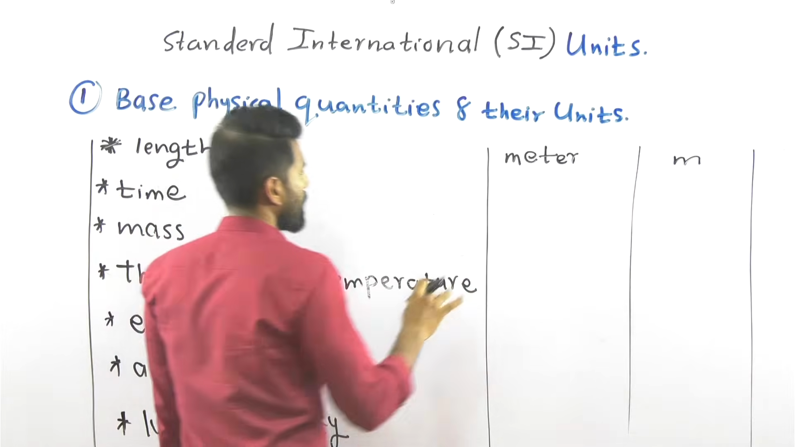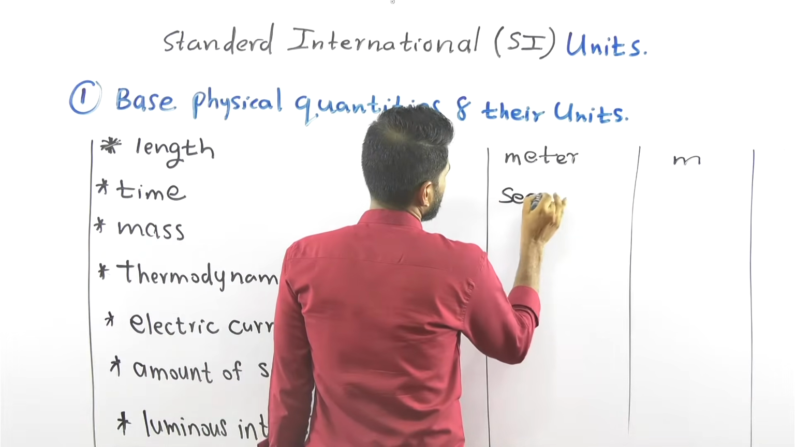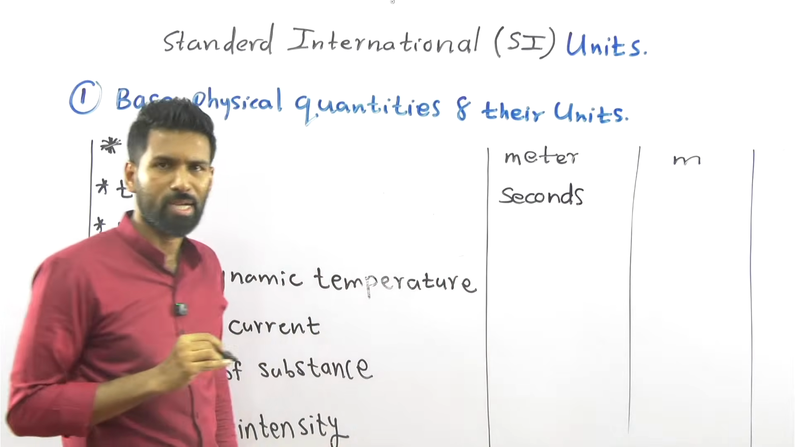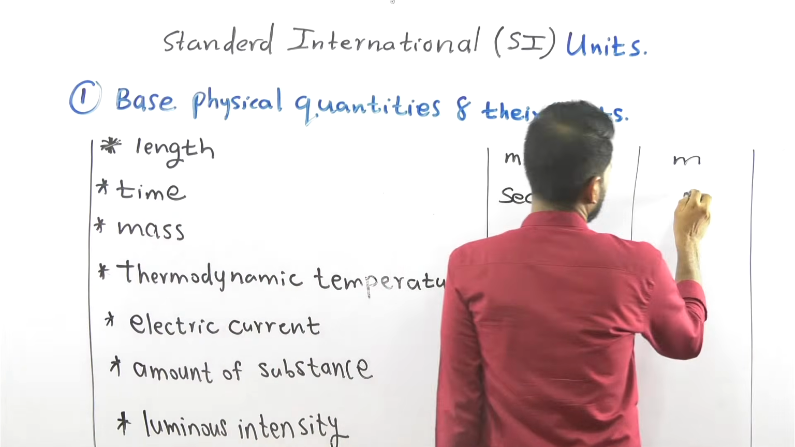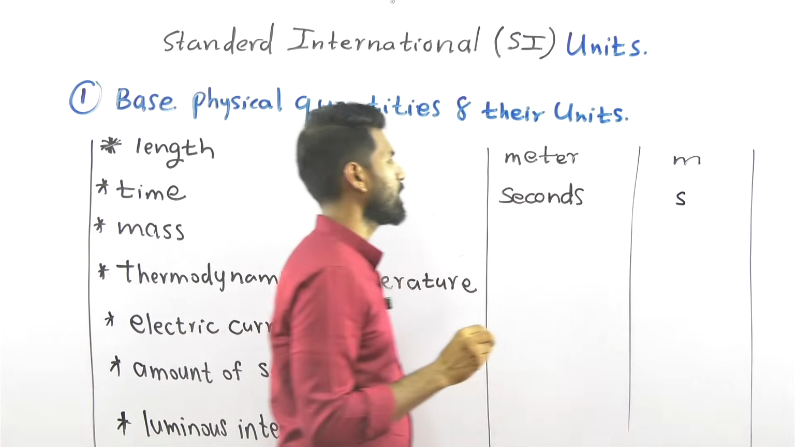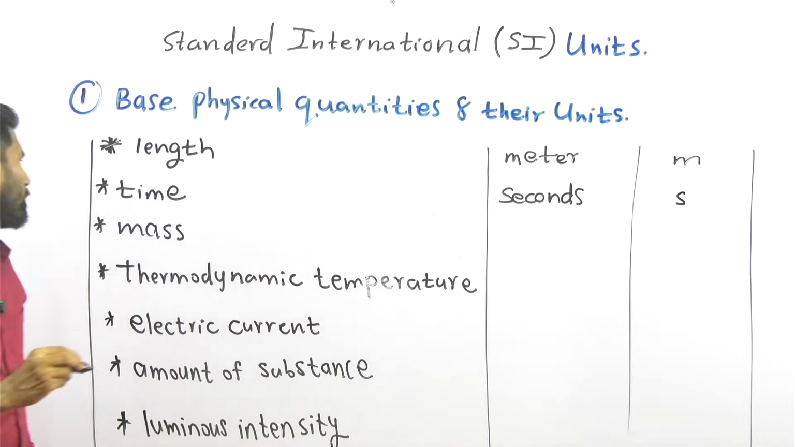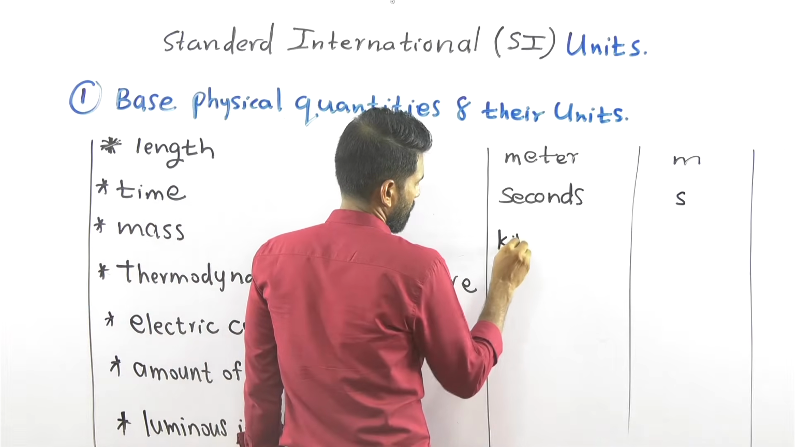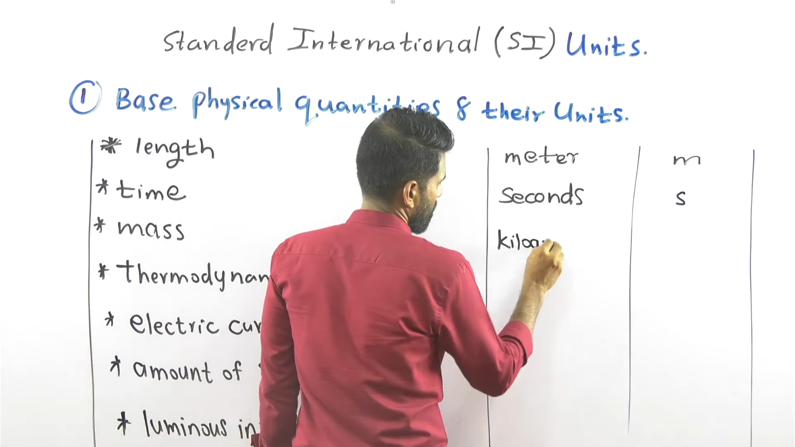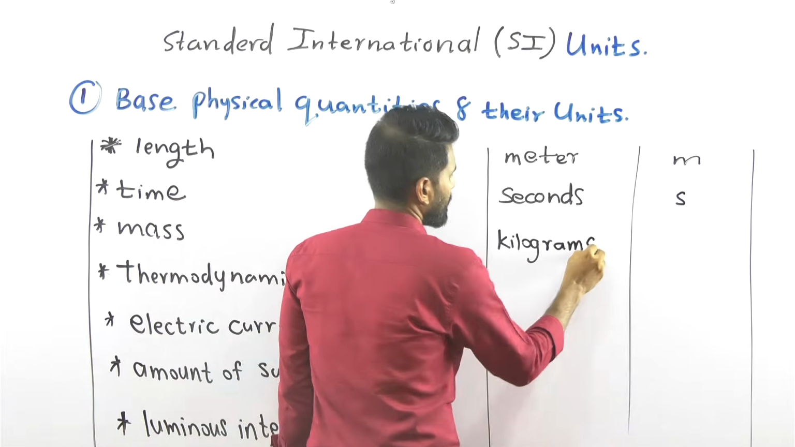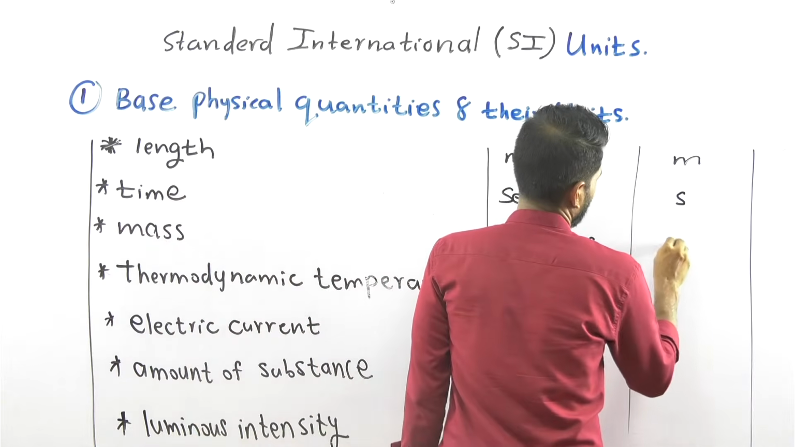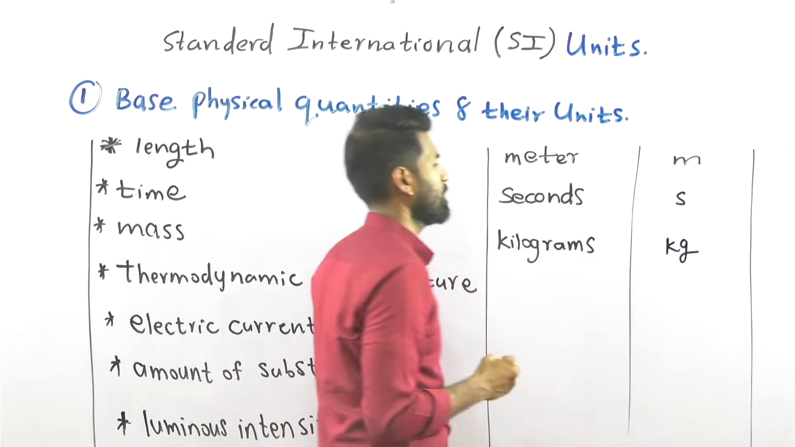To measure time, the unit is seconds in SI. The symbol is a simple s. To measure mass, the unit is kilograms. Write it with me. Unit is kilograms, symbol kg.